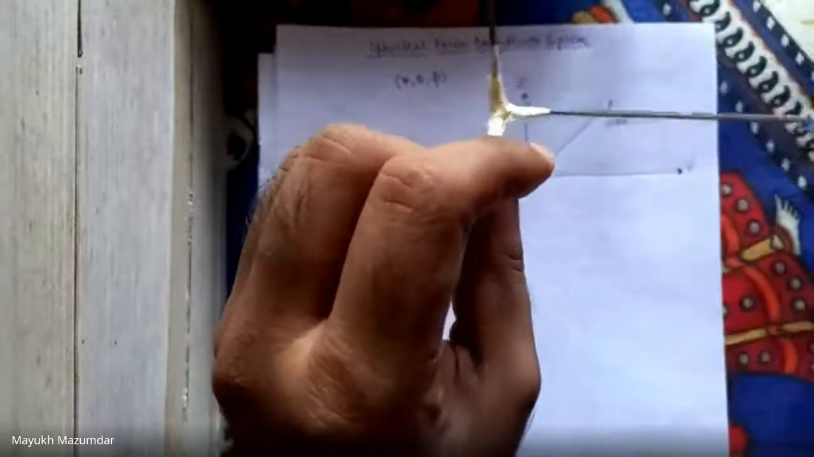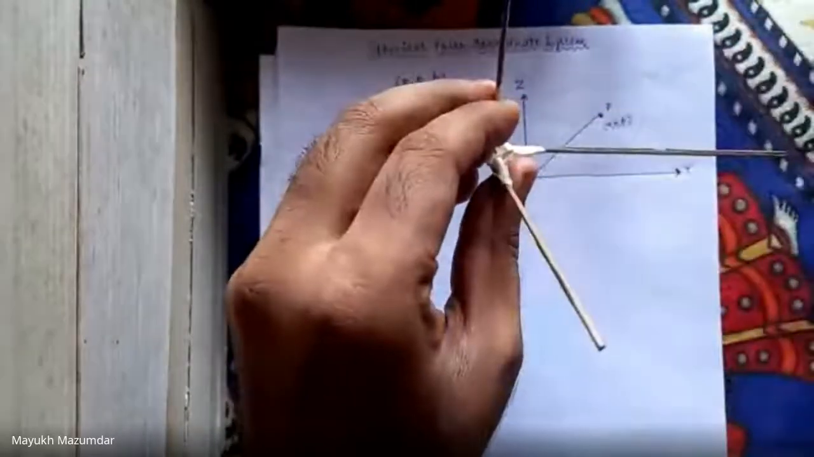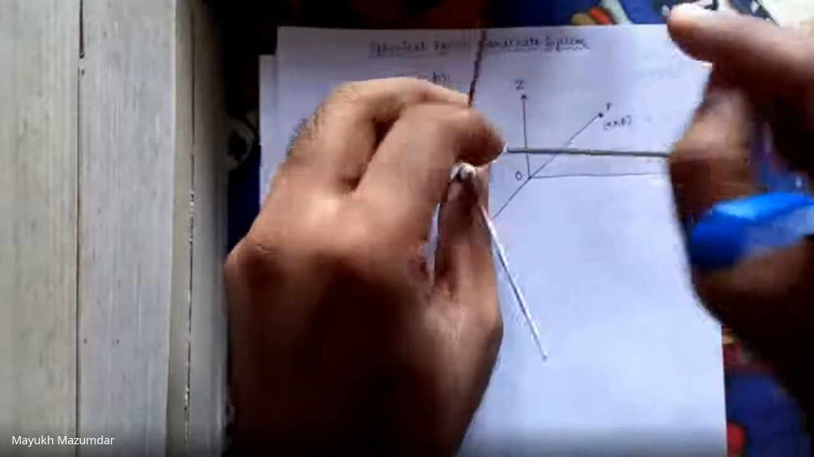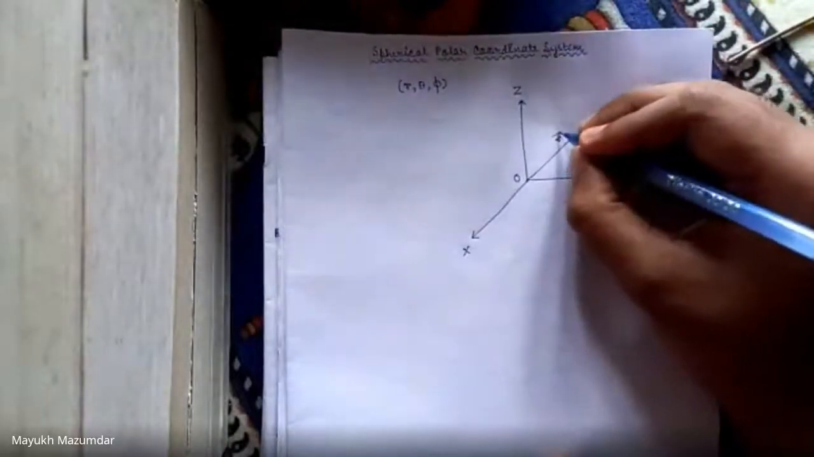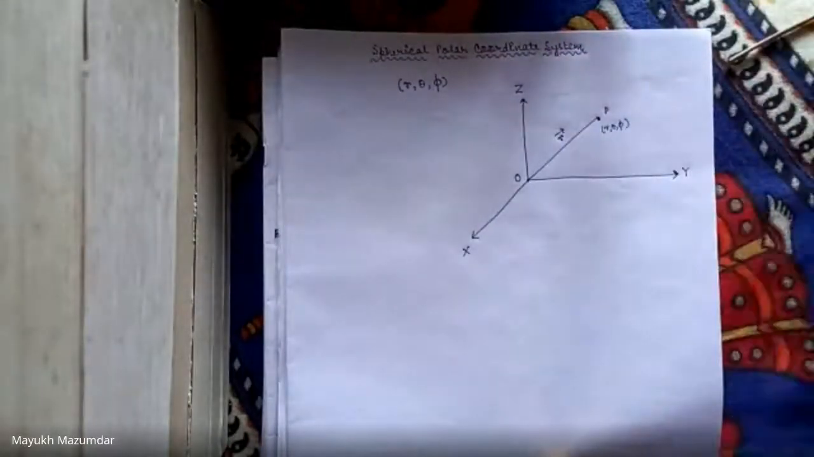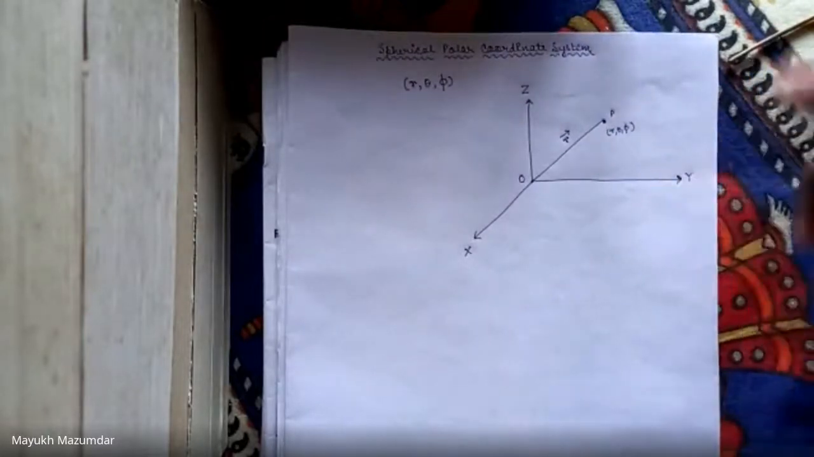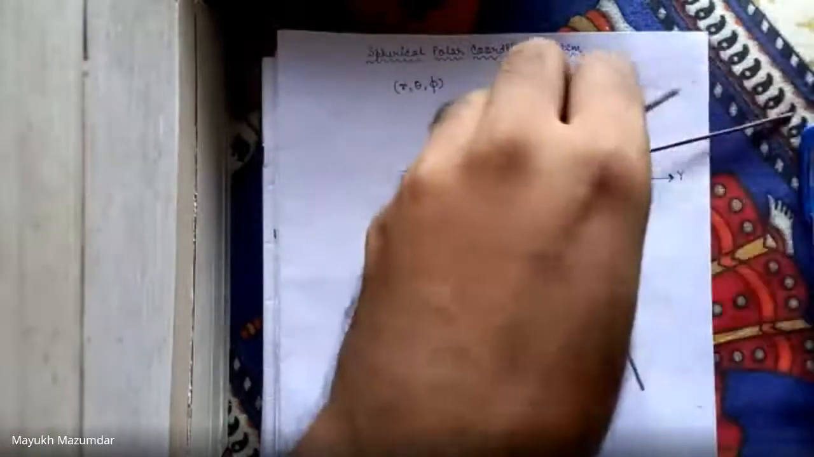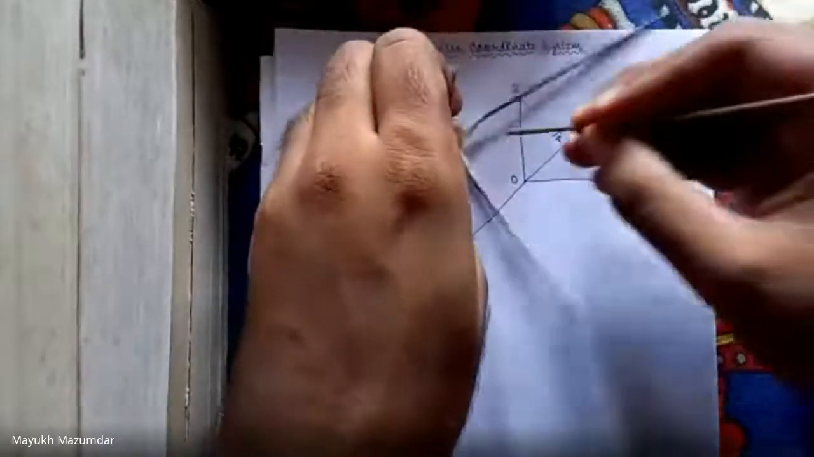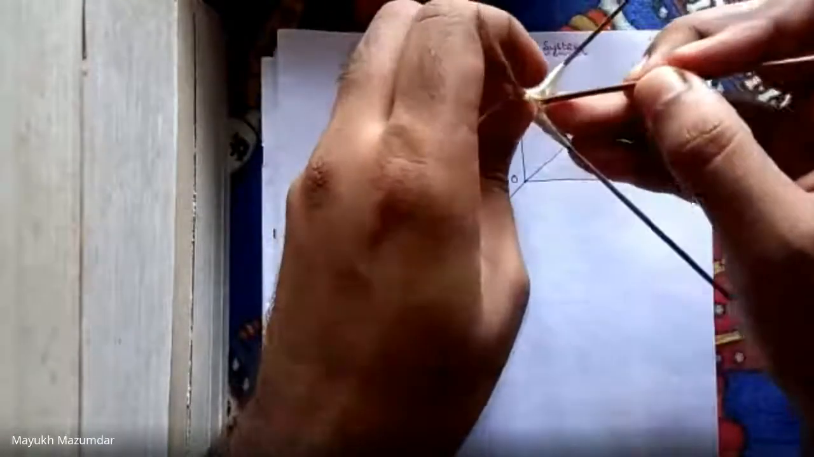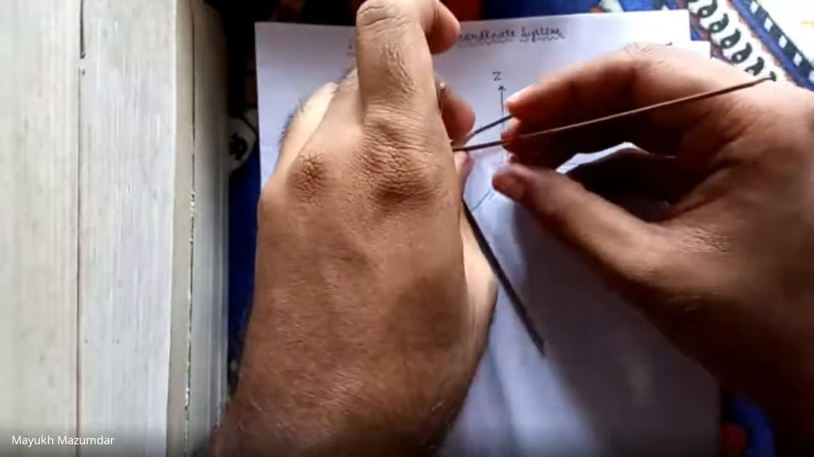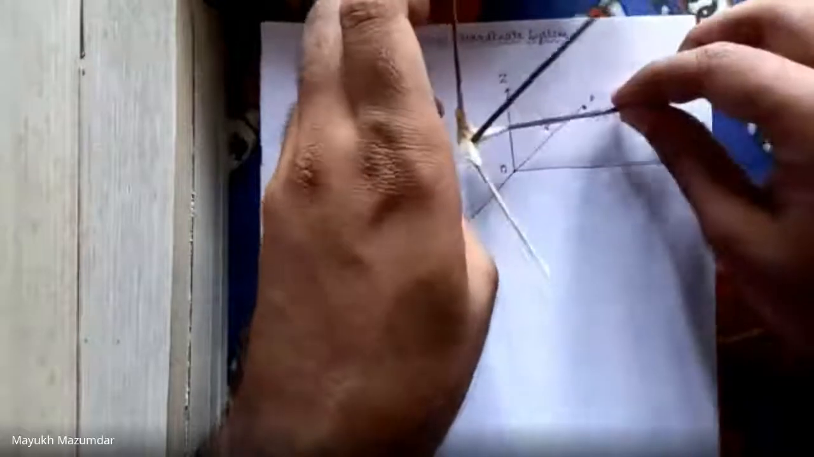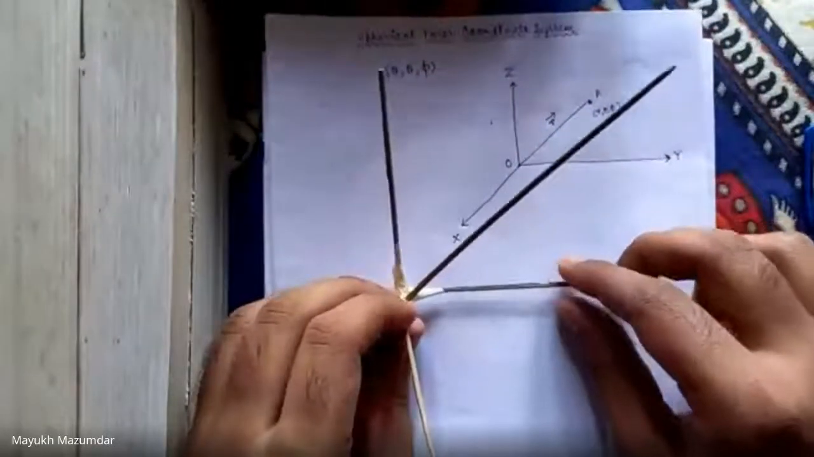There's a fixed point here, and if I join that point with the point P, P say somewhere here, then this would be r. So this is my r vector. More or less the same as that in plane polar coordinates. It's the same, in fact. Now suppose I have drawn r. So this thing is r.